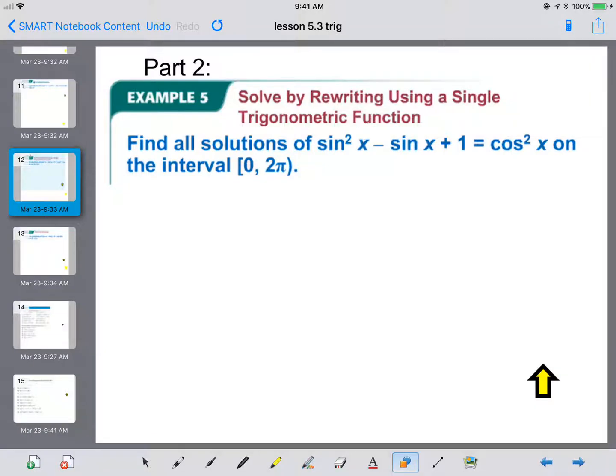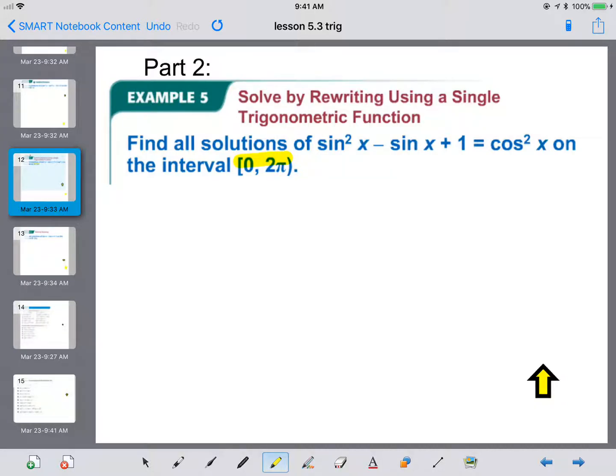So in part two of solving trig equations, we're going to look at how some of our identity information can help us solve these trig equations. If you take a look at this example, it says find all solutions of sine squared minus sine plus 1 equals cosine squared. And you'll notice that on this example, they only care about answers from 0 to 2 pi.